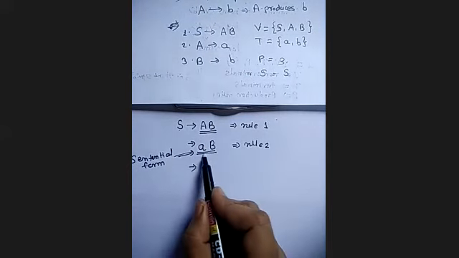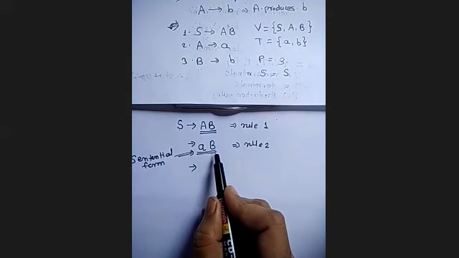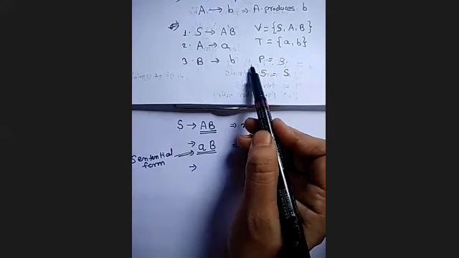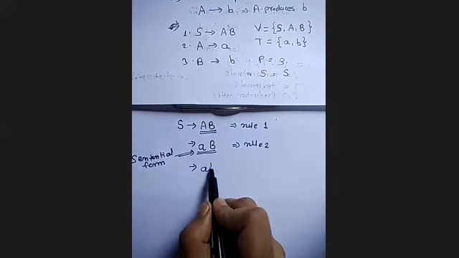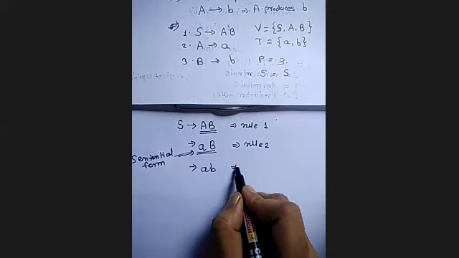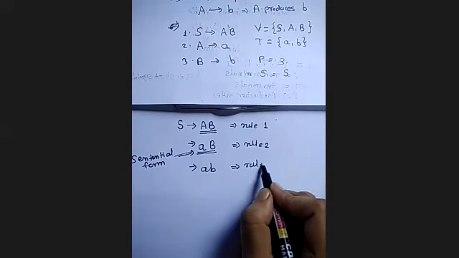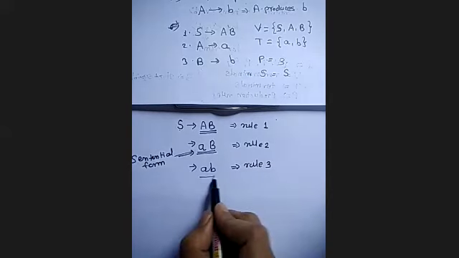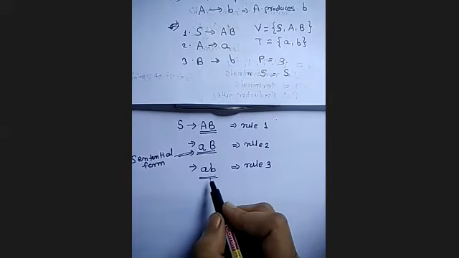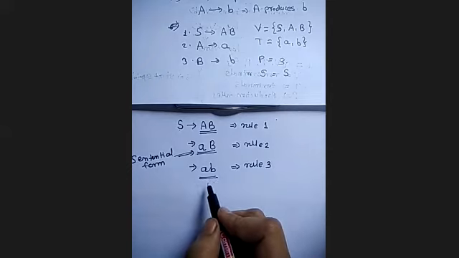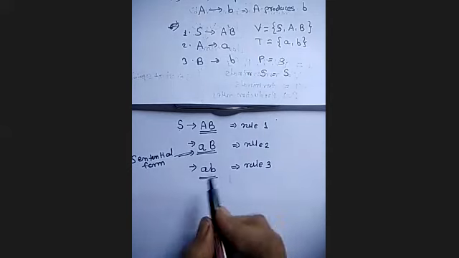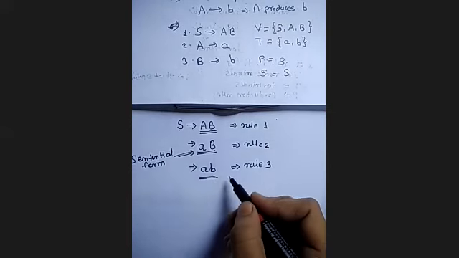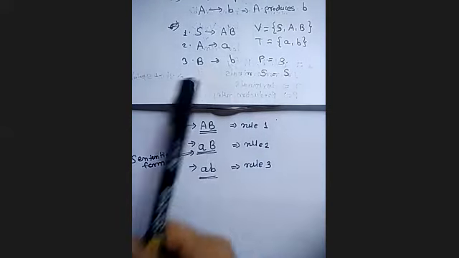Now the only non-terminal that remains is B, and we replace B by its right hand side. When we replace it, we get the string ab. Which rule have we applied here? This is rule number 3. Now this is a string of terminals. It does not contain any non-terminal. So this is the string derived using these rules. We can derive only the string ab using these rules.